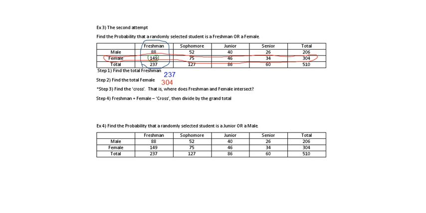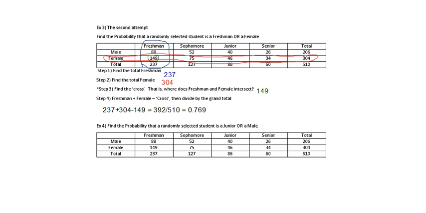So in order to correct for this, we're actually going to have to subtract the cross. So what we'll do is we will add the females, add the freshmen, and then subtract the cross. Let's see what happens. So we'll do 237 plus 304 minus 149. That's equal to 392. Still divide by 510. And we're at 0.769. Much better, much better.